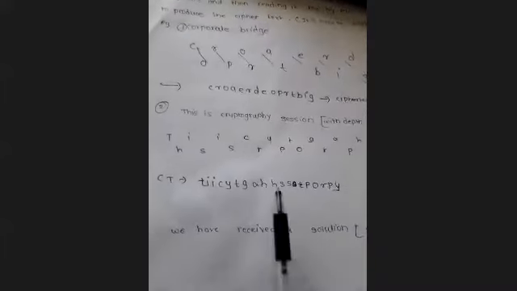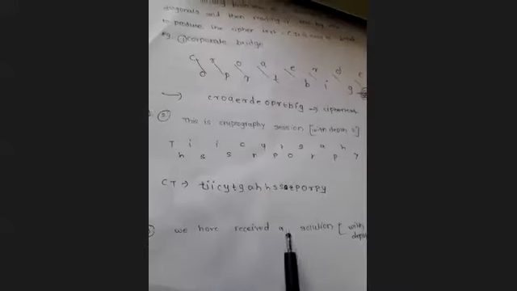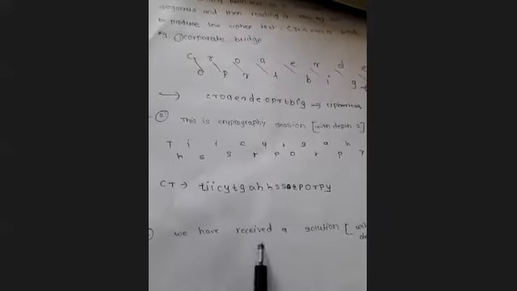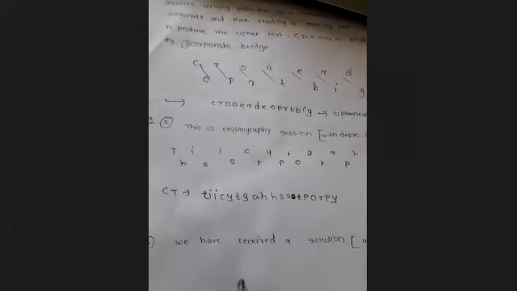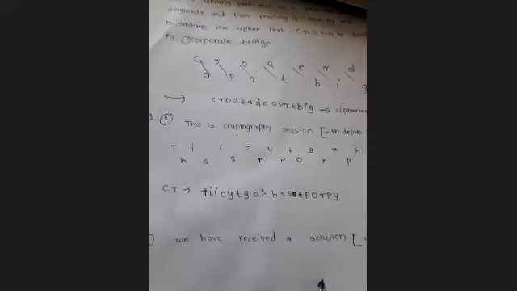By using the same technique, just write down the cipher text for this plain text: we have received a solution. Write down this example. There is no rocket science in this technique. It is simple. You just have to write down in the sequential diagonal order, and then you will have to read in the row manner.